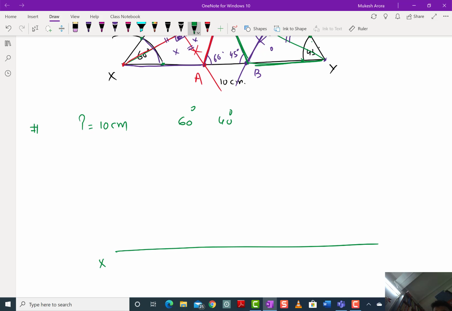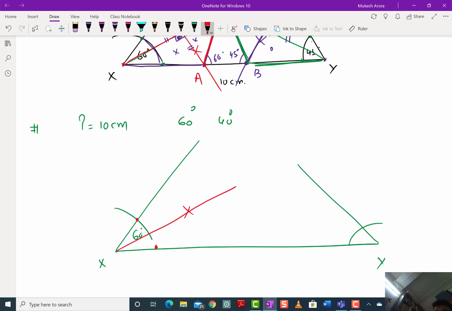So, that will be XY. We'll draw this with compass 60, this with protractor 40. Then we will bisect the angle. We bisected the angle. We will bisect this angle. They will meet at a point. You can write this as A.